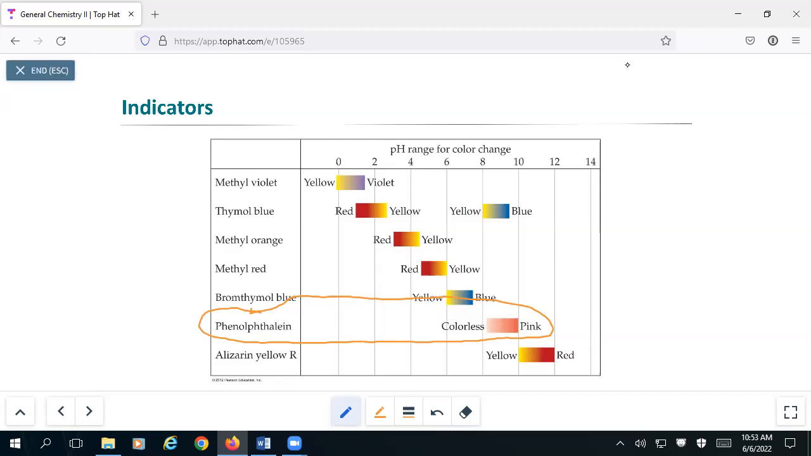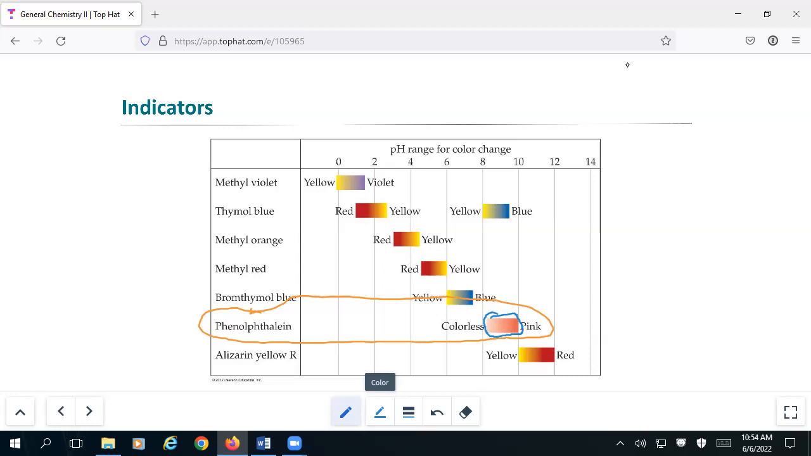And we know that its color change from colorless in acidic solutions to pink in basic solutions gives us a really nice visual cue as to when an acid-base titration has completed. I want to point out something because it's kind of interesting. Look where on the pH scale phenolphthalein actually changes color. We won't actually see a color change in phenolphthalein until somewhere around pH 9 or 10.